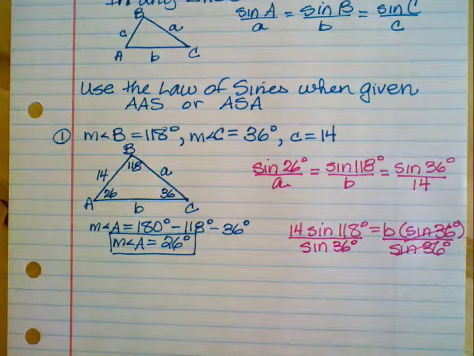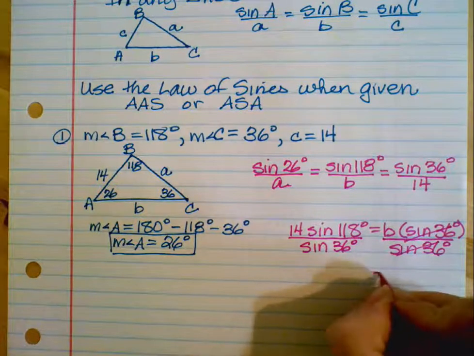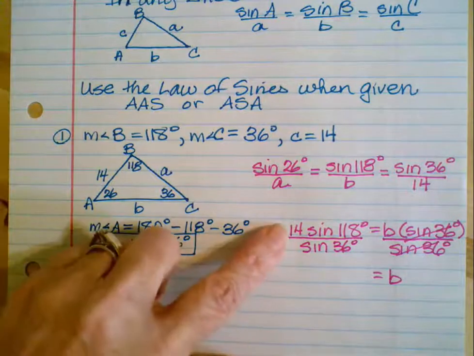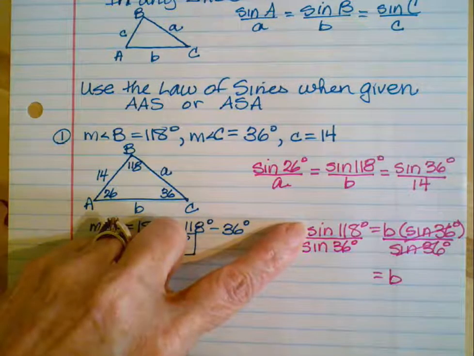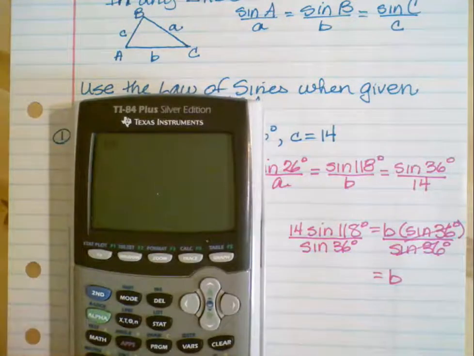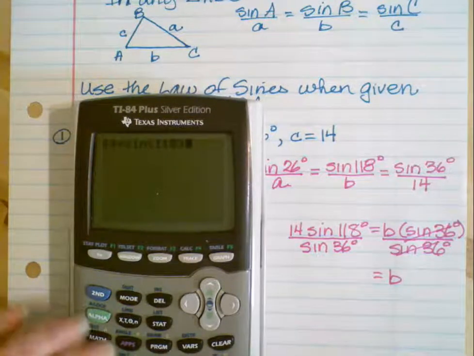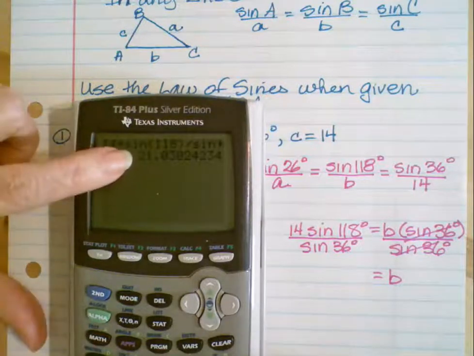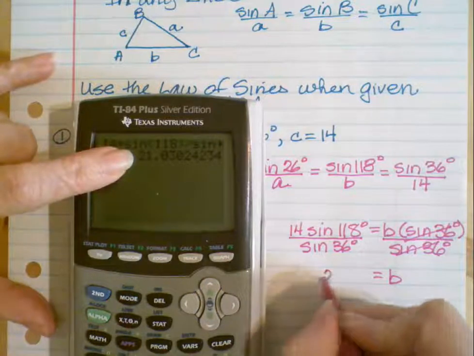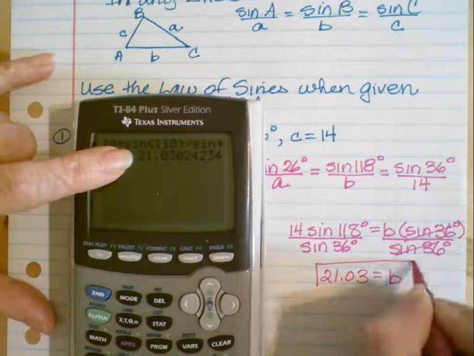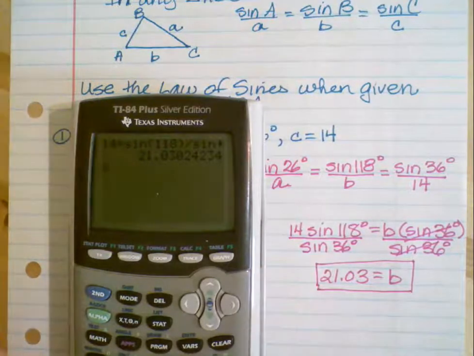All right, so what's going to happen there on the right is it cancels, leaving us with simply B. Now let's consider what's going on the left side. Here we're taking 14 times whatever this decimal is, and we're going to divide it by whatever this decimal is. And that's where your calculator is going to come into play. So here we're going to take 14 times the sine of 118 and divide it by the sine of 36, and we're going to round to two decimal places. So we'd say the length of side B is approximately 21.03 units. And that's the second of our three missing pieces.